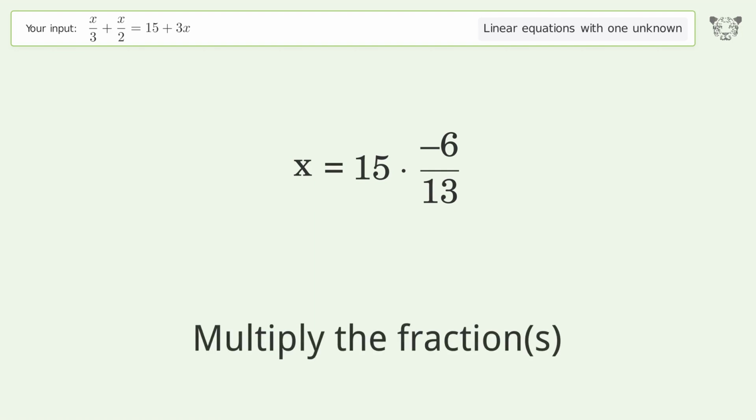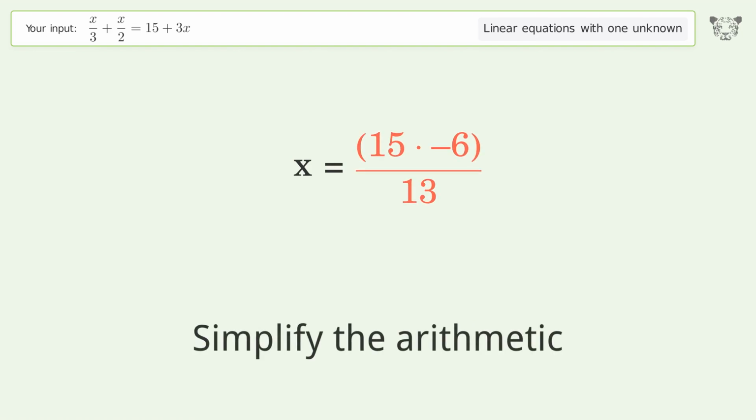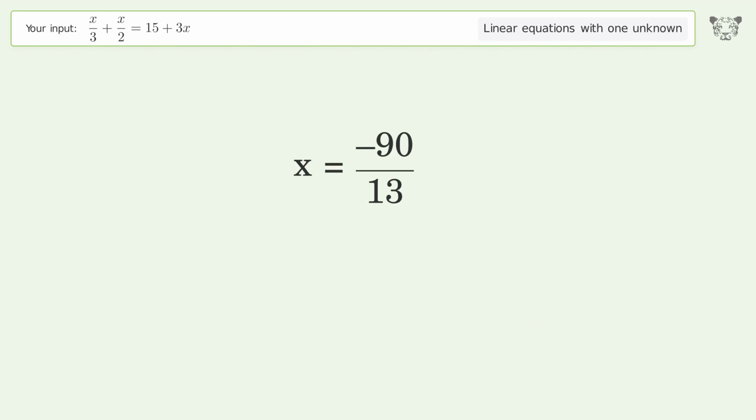Multiply the fractions. Simplify the arithmetic. And so the final result is x equals negative 90 over 13.